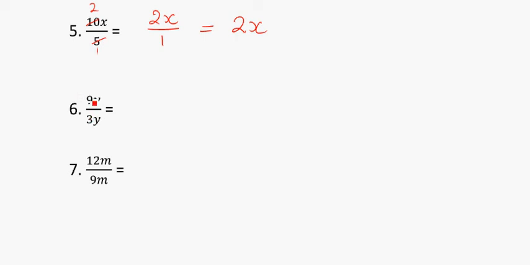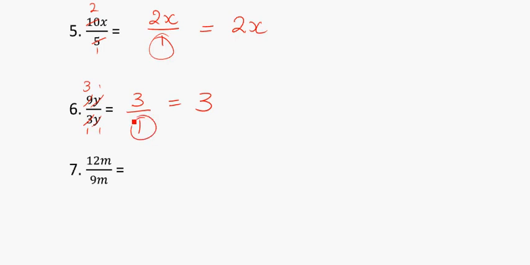Okay, now 9 over 3. Yes, 3 will go into 9. It will go into 3 times. It's cancelling. And notice the y's will cancel to 1. And so for that, we get 3 over 1, and so we can write it as 3. We don't need to write the 1 on the bottom.